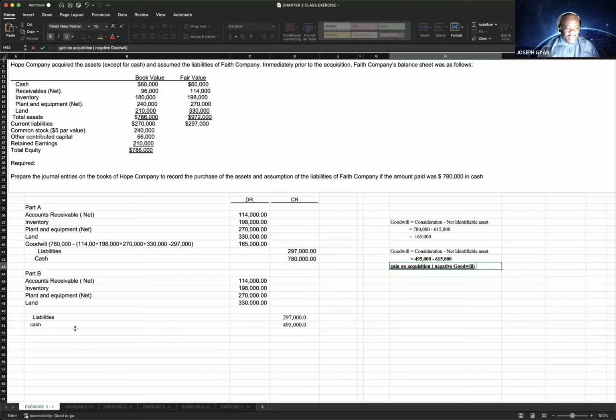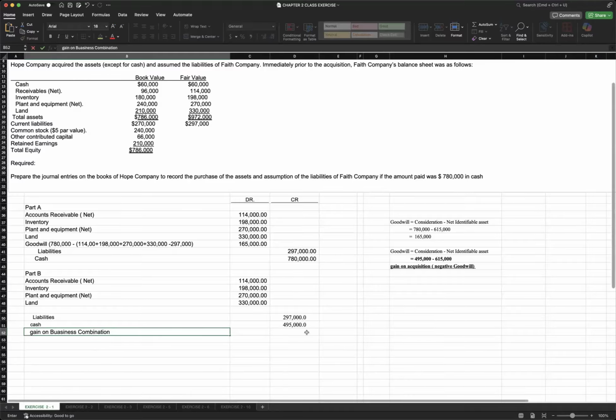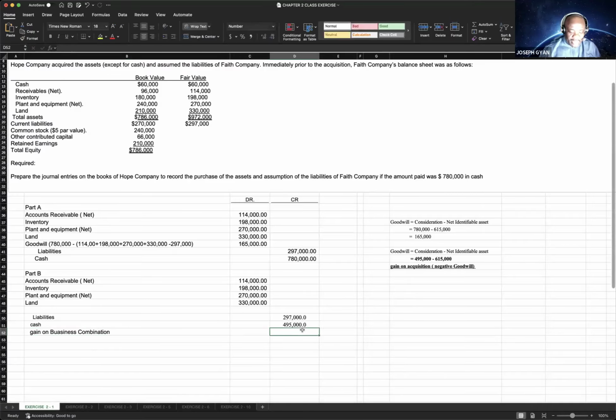So how much is the gain here? This is going to be a gain on business combination. So how much is the gain? 120,000. So this is a gain.